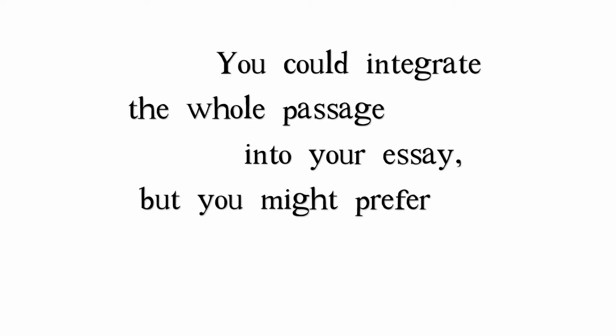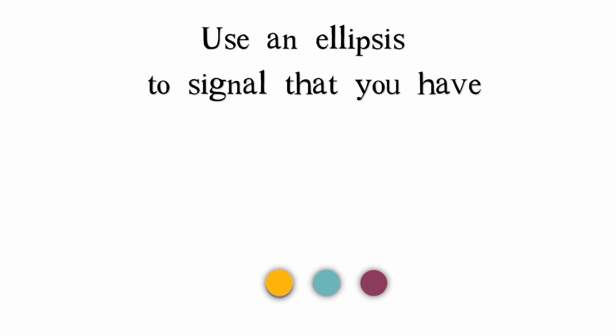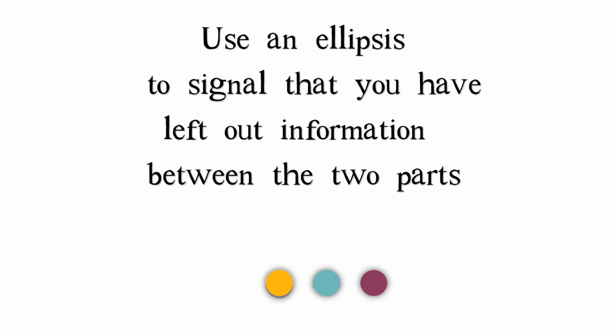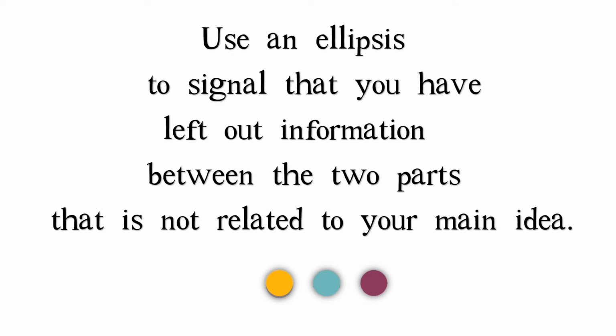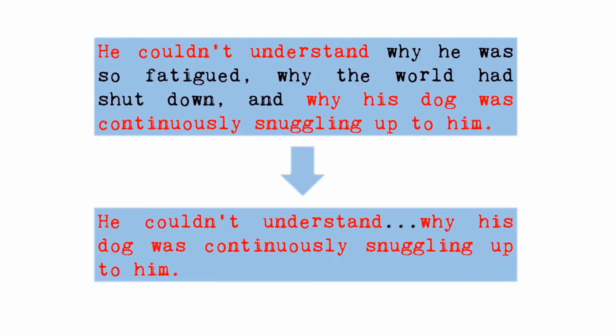You could integrate the whole passage into your essay, but you might prefer to be more selective. You might prefer to integrate only the first and last parts of the quotation. Use an ellipsis to signal that you have left out information between the two parts that is not related to your main idea. You'll see here that the ellipsis replaced the text that was irrelevant.